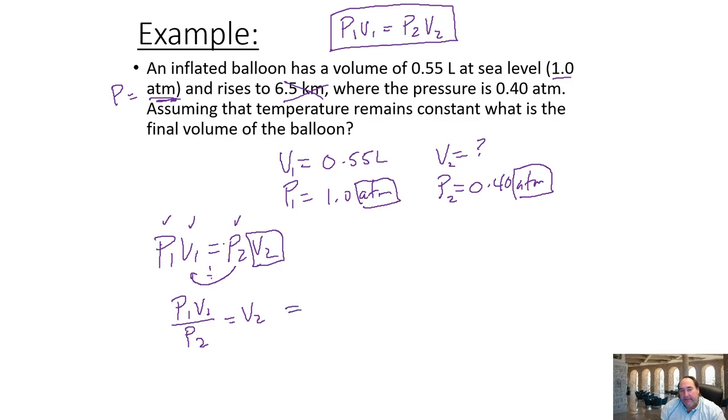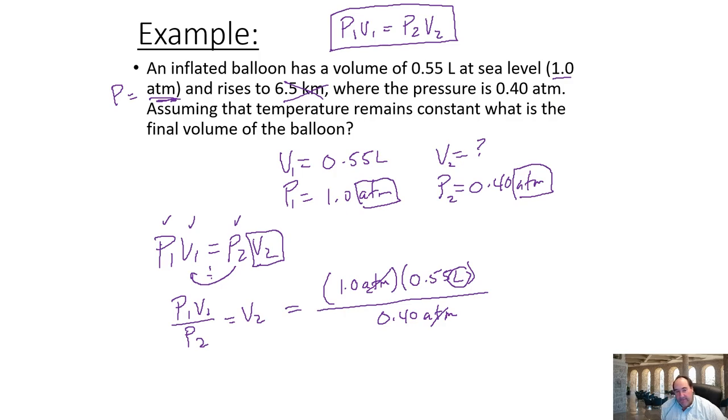And now we can put our numbers in the right spot. So our pressure, one atmosphere. Our volume, 0.55 liters. Our second pressure, 0.4 atmospheres. At this point, we can see atmospheres cancel. We are left with liters, which is good because that is what we're looking for.